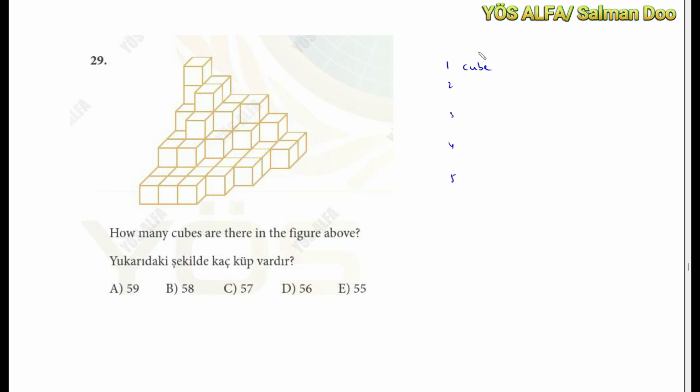How many 1 cube blocks are there? 1, 2, 3, 4, 5, 6, 7, 8, 9, 10, 11, 12, 13, 14, 15. 15 times 1 is 15. So that's the total number of the cubes available.